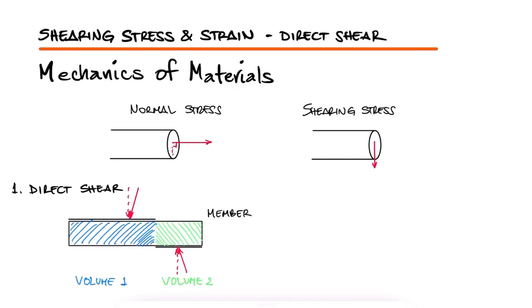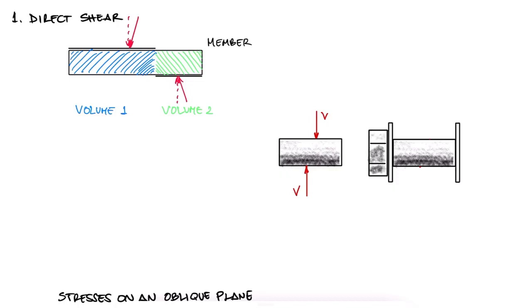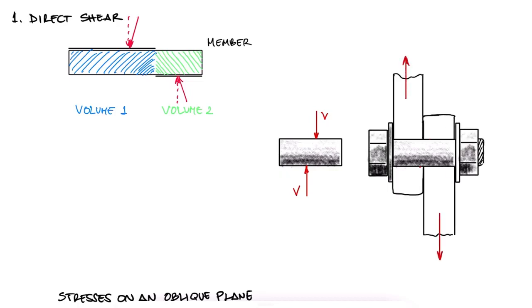The simplest example, although direct shear is not limited to this scenario only, is when a member is subjected to two opposing transverse forces. This is a common situation that happens when a bolt is connecting two members that are subjected to forces that are trying to pull them away from each other.